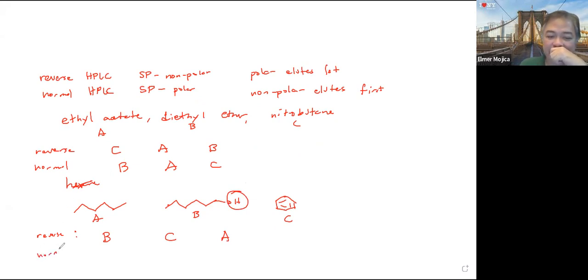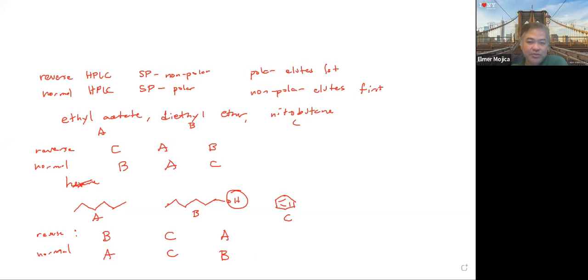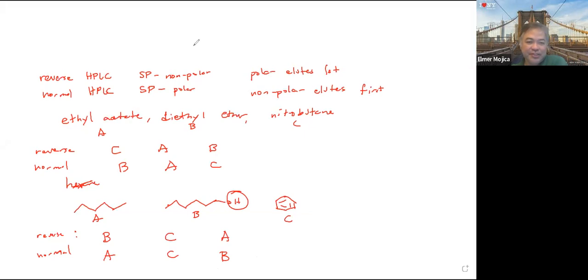Now, if it's a normal phase, babalik na rin kayo. So, A, okay, and then followed by C, and then B. So, kaya sumagot ng tanong ng mga ganito? I think they have questions like this in board exam. One of the things that you need to know. Tanong?